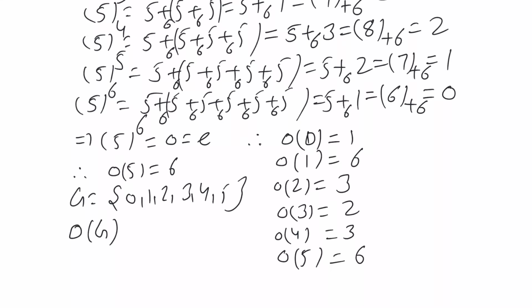A finite group is a group that has a finite number of elements. This has a finite number of elements, and we can count them, and the number of elements in a finite group is equal to the order of the group. So the order of the group is 6.